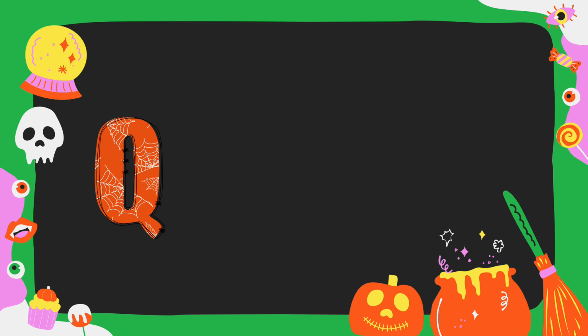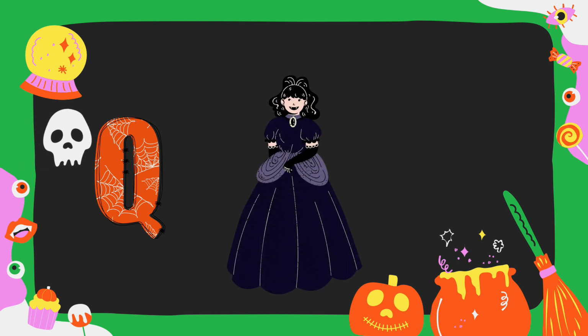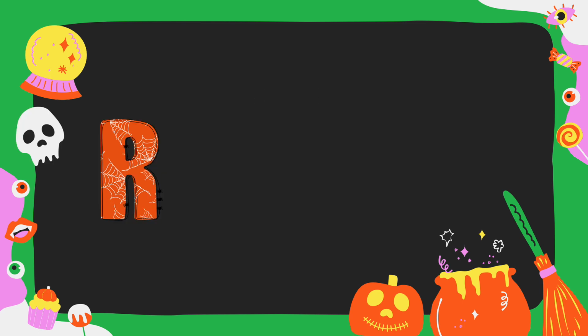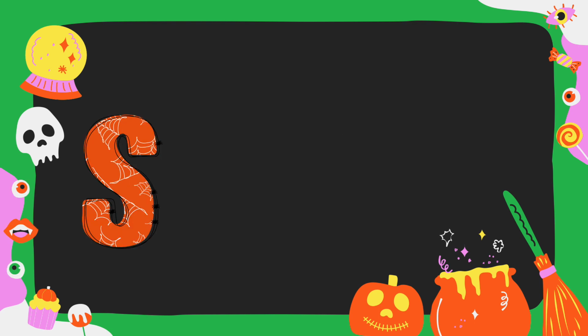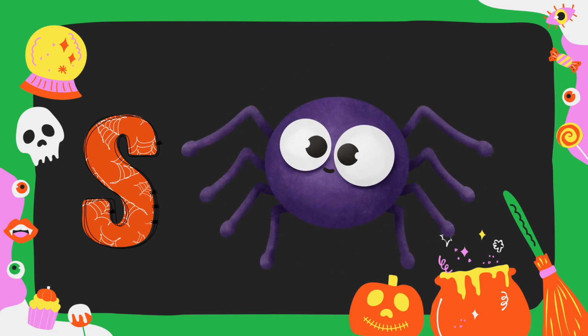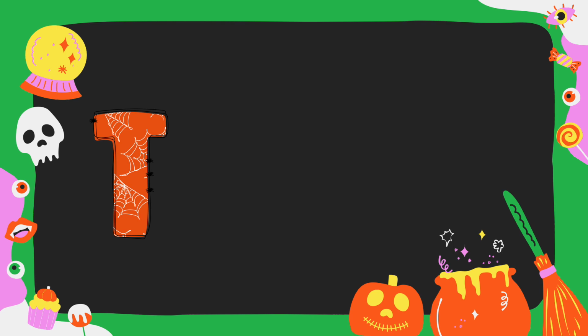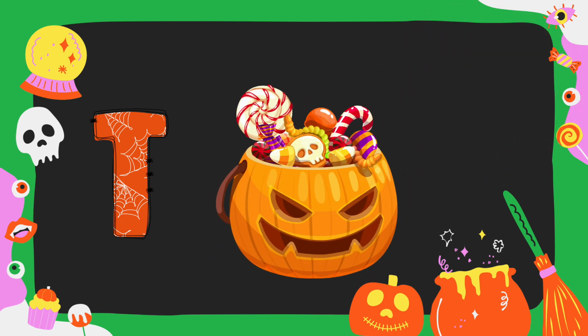Q is for queen. R is for rope. S is for spider. T is for treat.